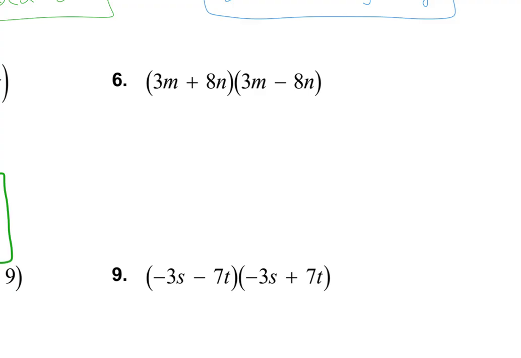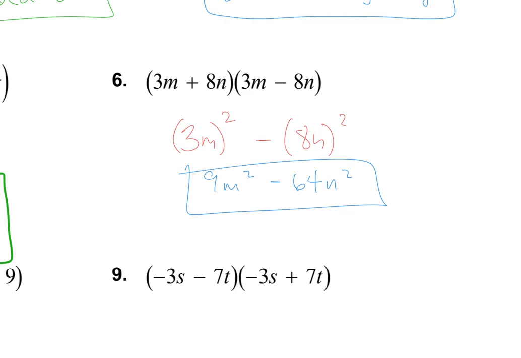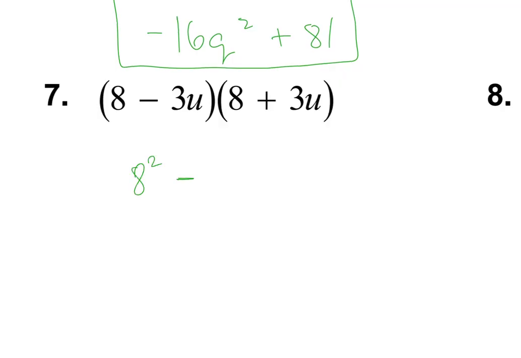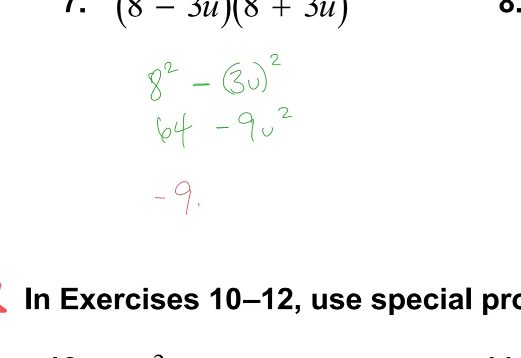Let's do number 6. Number 6 is 3m squared minus 8n squared. That's 9m squared minus 64n squared. No need to rewrite that. That is in standard form. Generally speaking, if you're curious about which variable goes first, it's just alphabetical order. Number 7, 8 squared minus 3u squared. 64 minus 9u squared. And the other acceptable answer, minus 9u squared plus 64. There you go.